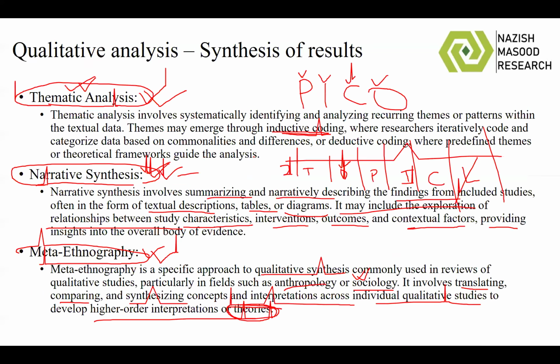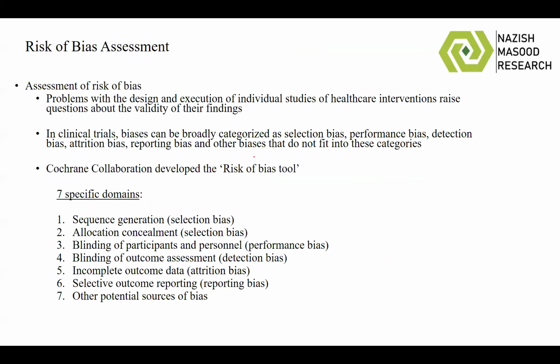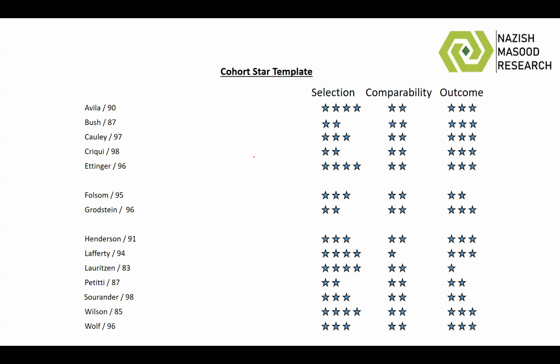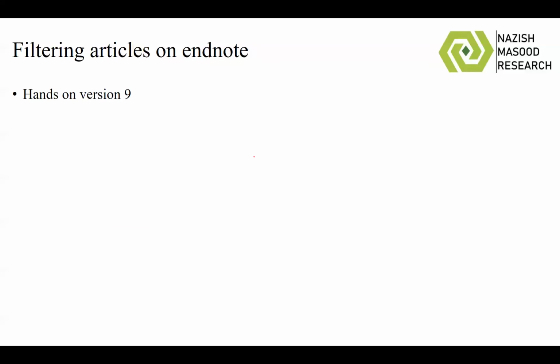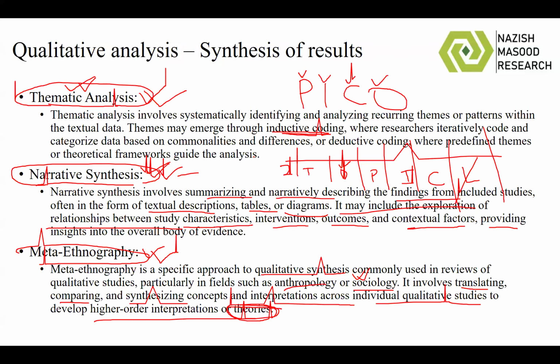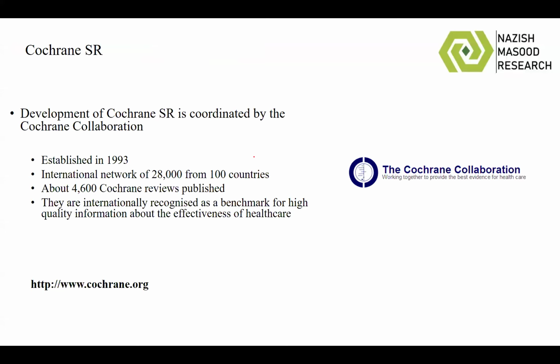So we have up till now covered the risk of bias. Then we covered Rayyan. Then we covered qualitative analysis. So how do we do? What are the common types of qualitative analysis, thematic analysis, narrative analysis, and then integration with quantitative findings.